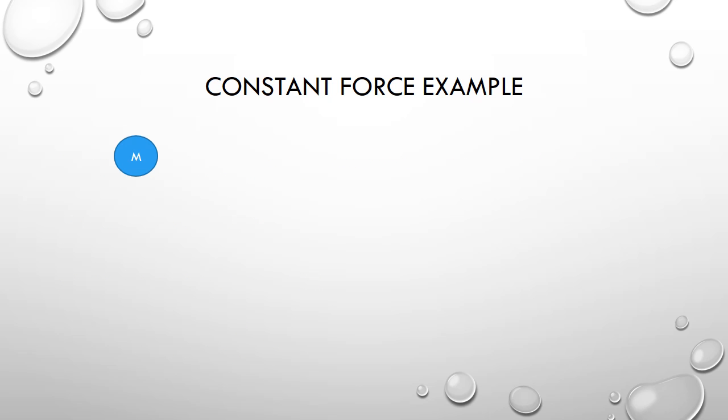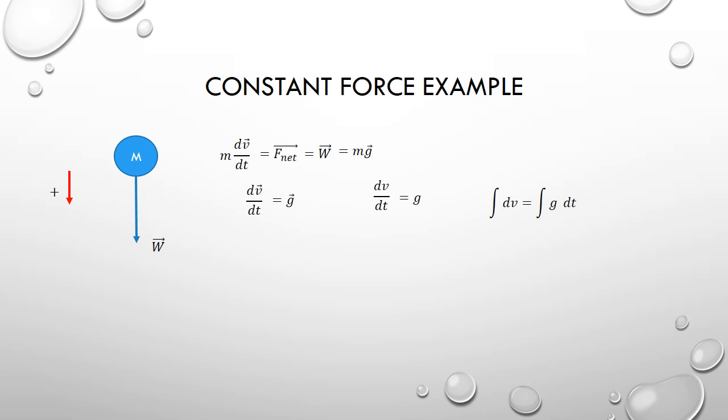All right, so let's do a constant force example. Let's say we have some mass m falling down on the earth. I make the positive direction down. So this is what happens with Newton's second law. Our net force is just the weight force, which is equal to mg. The masses cancel, and we get that the rate of change of velocity is equal to g. Since they're all pointing in the same direction, I don't need to pay attention to the vectors anymore. I'll just use the scalars.